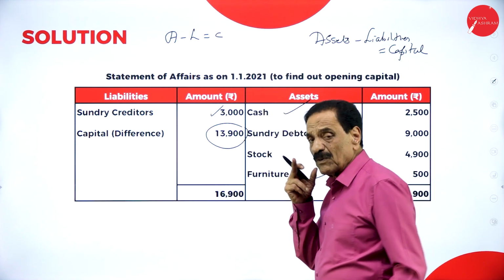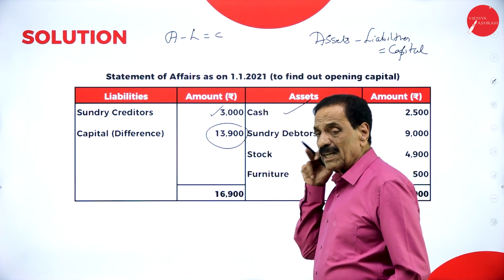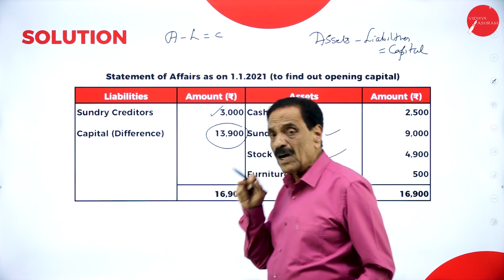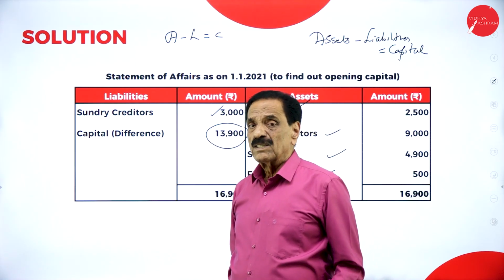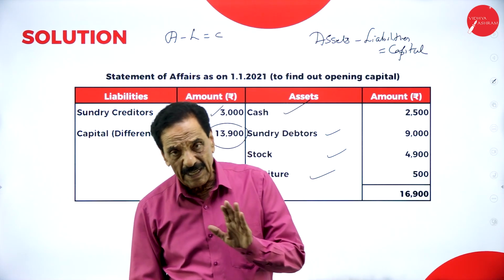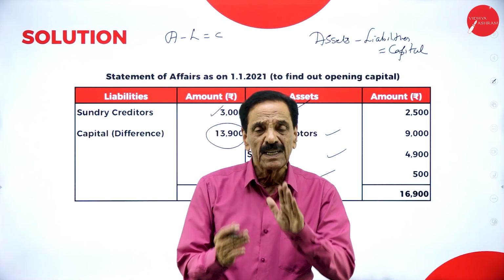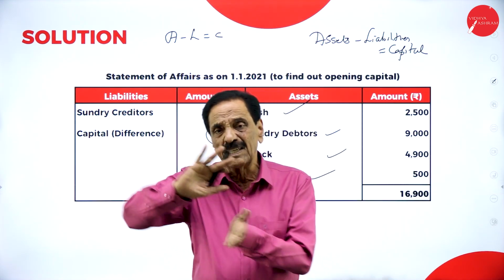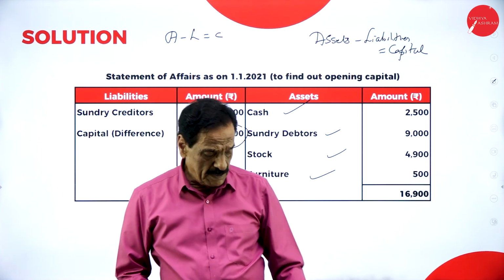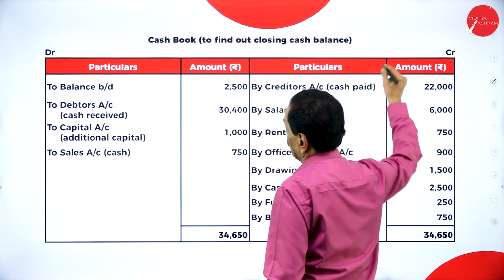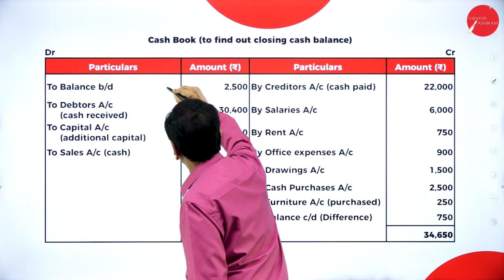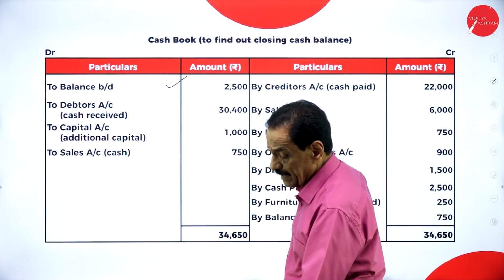Then they have given the opening balance of cash, but they are not given the closing balance. So we have to prepare cash account to find out the closing cash. Slowly. So cash goes on the rules of real account. What the real account says, debit what comes in, credit what goes out. Same principle we are going to adopt. Come back here, cash book to find out the closing balance. We started with 2,500. This is one account.